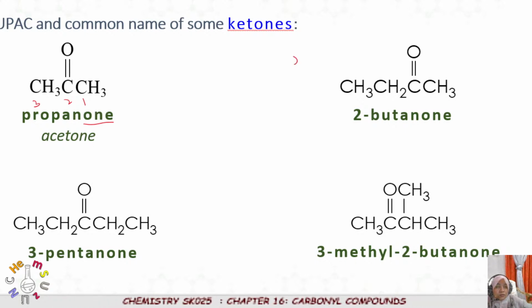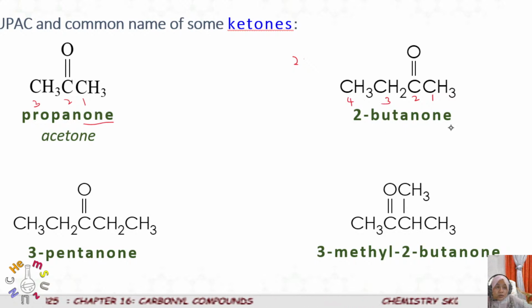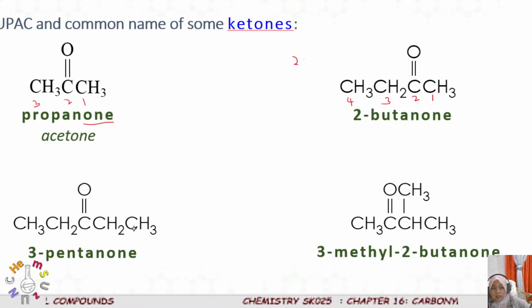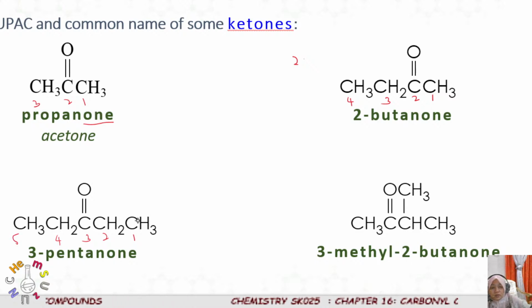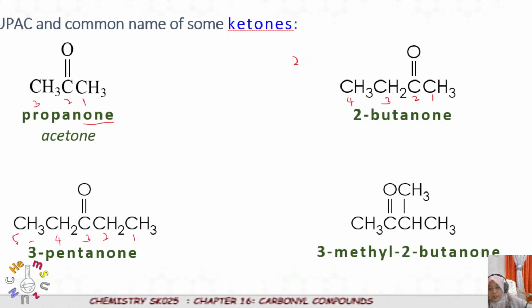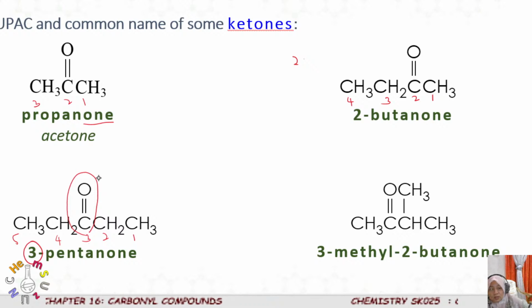Number 2, we have 1 carbon, 2 carbon, 3 carbon, 4 carbon, so we call it 2-butanone. Here is 1, 2, 3, 4, 5, so 3-pentanone. The 3 here shows the position of the C double bond O. So C double bond O is at the 3rd carbon.